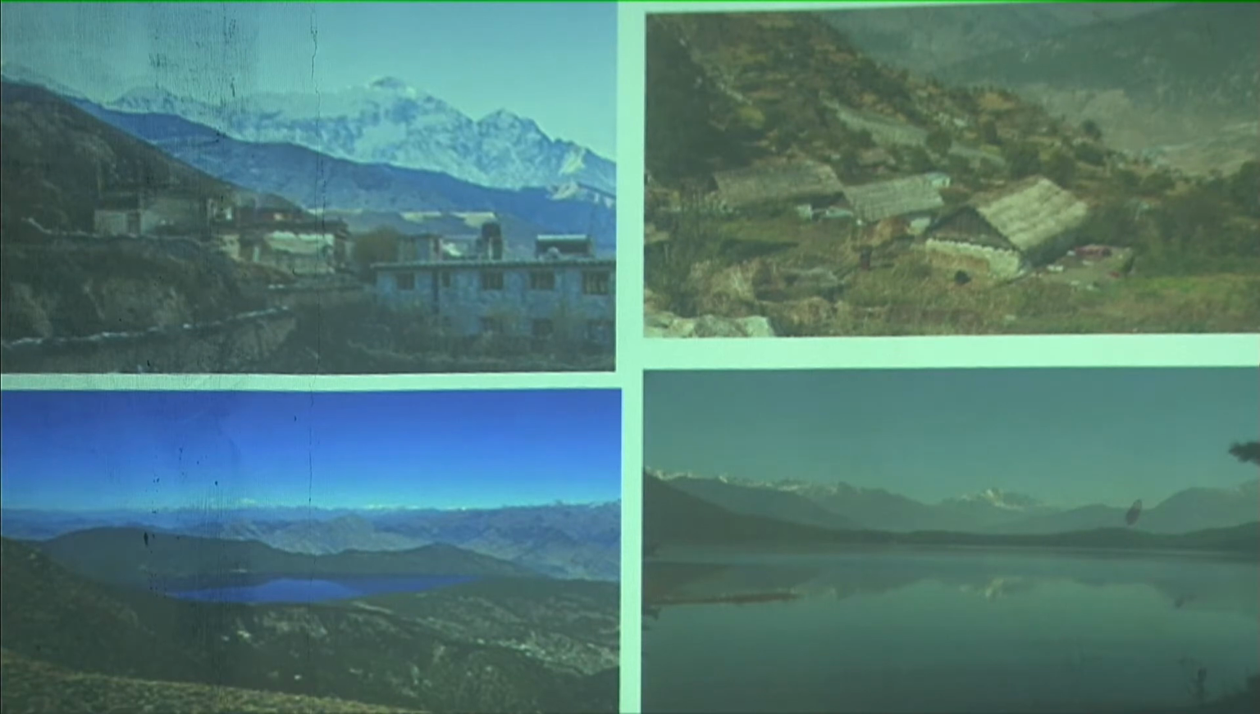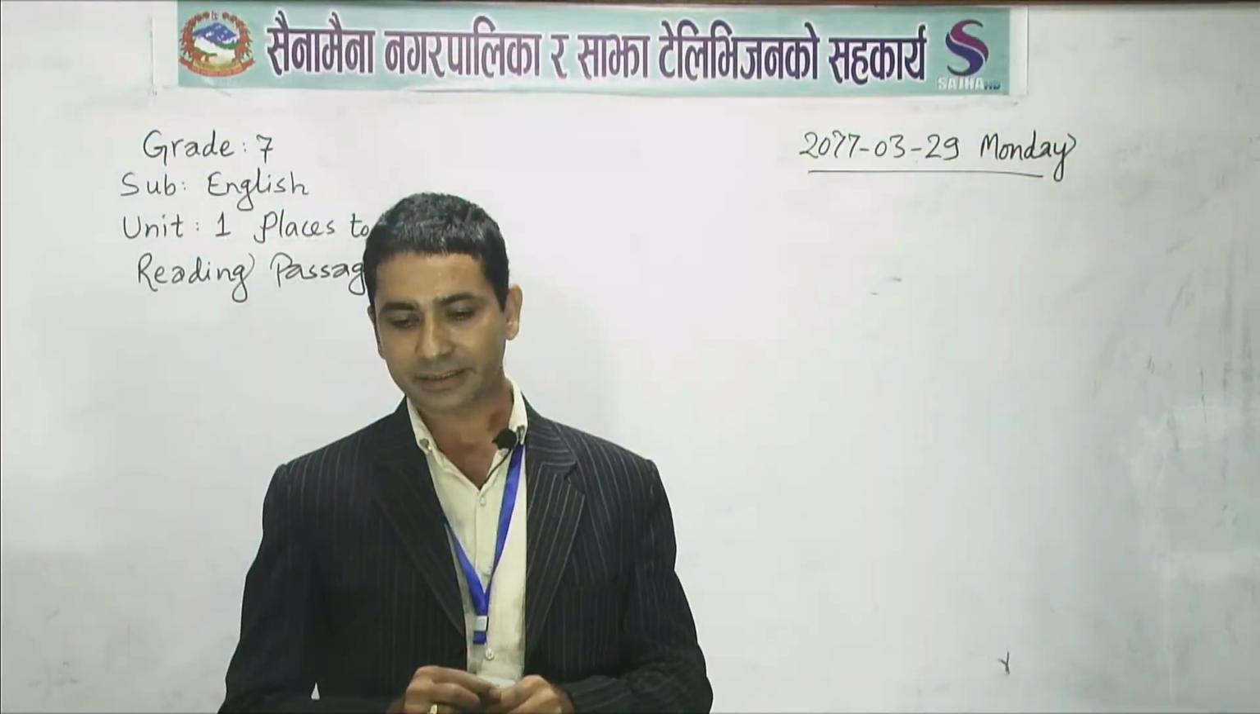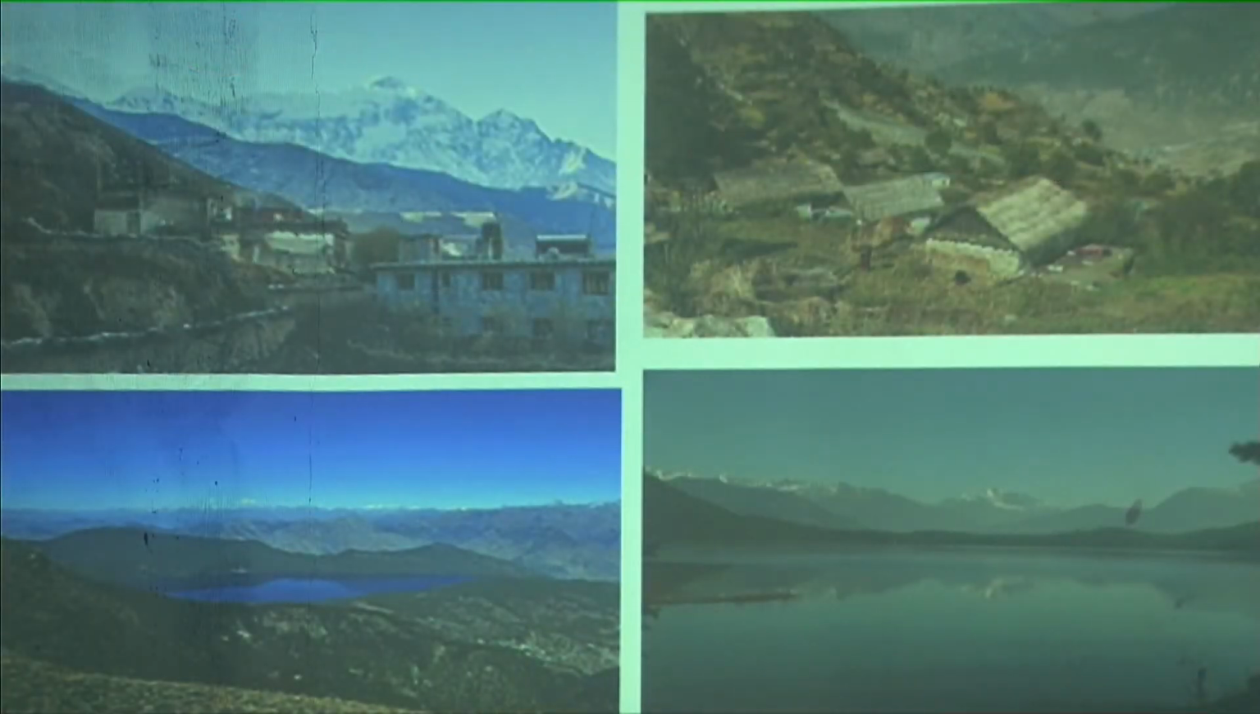Okay, students, through this you may have noticed that Rara is the gift of nature for us. It is very famous and the biggest lake. So this is a very well known touristy place, one of the touristy places. Okay, students, now we will go to the second activity.